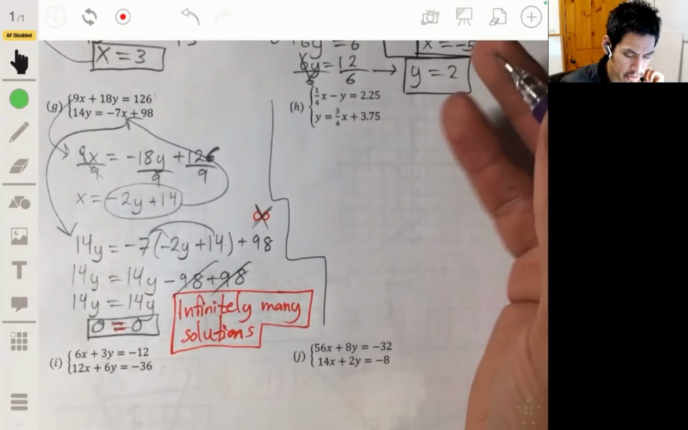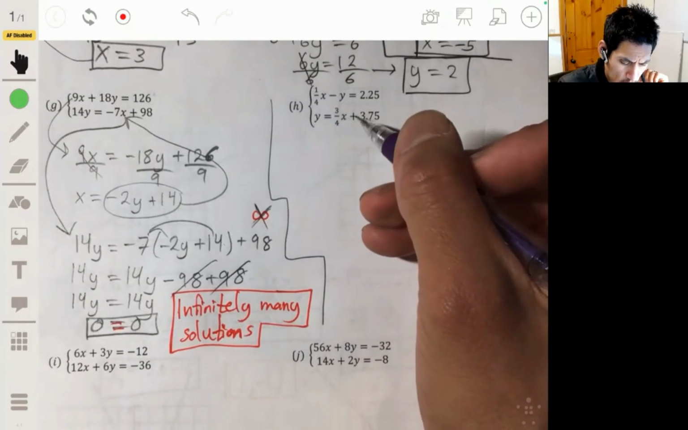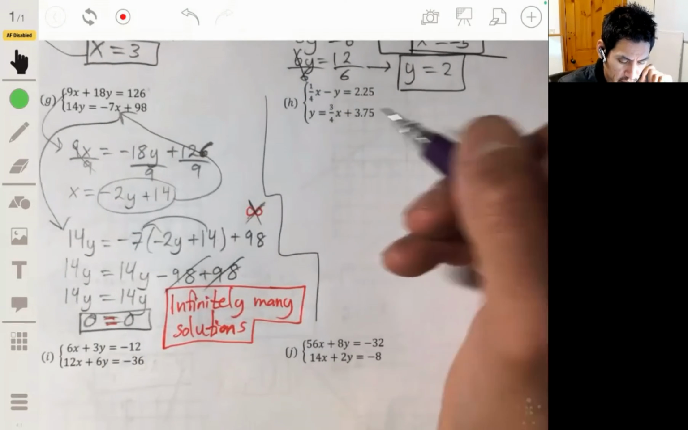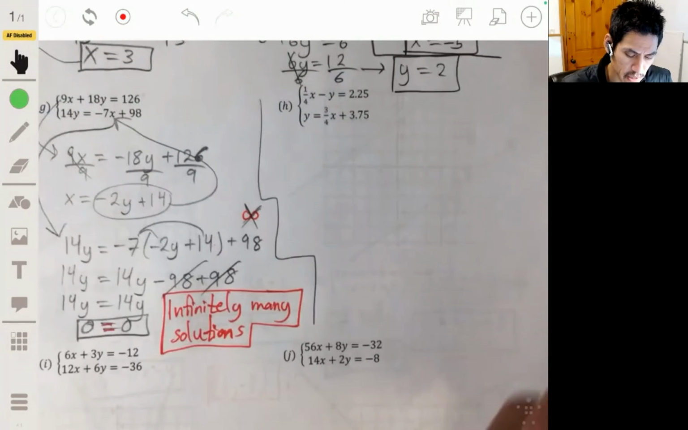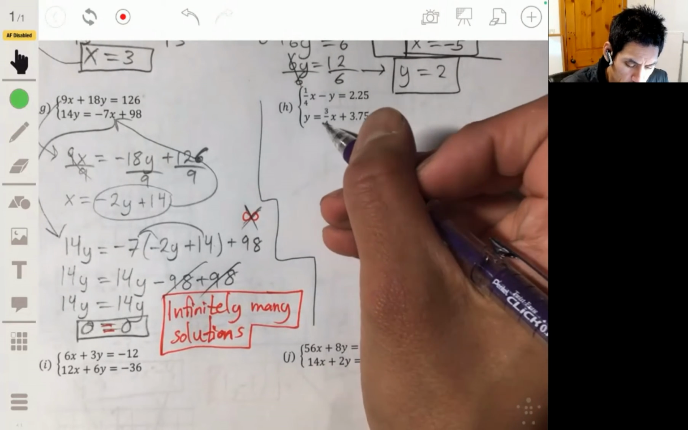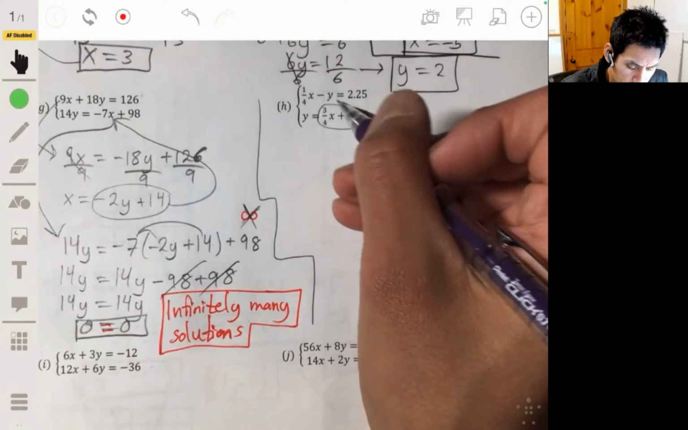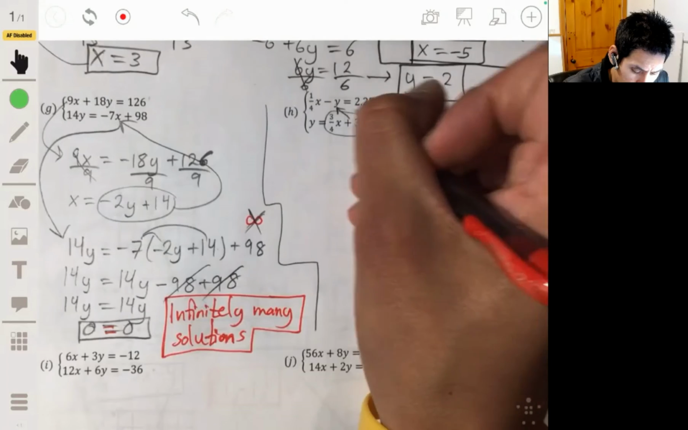All right, H. Last three. All right, fractions and decimals. I know students love this. Let me go through this in detail. Substitution method looks like the best to go. So we have an equation for y already. So let's plug this into this y here. Let me put that in red.